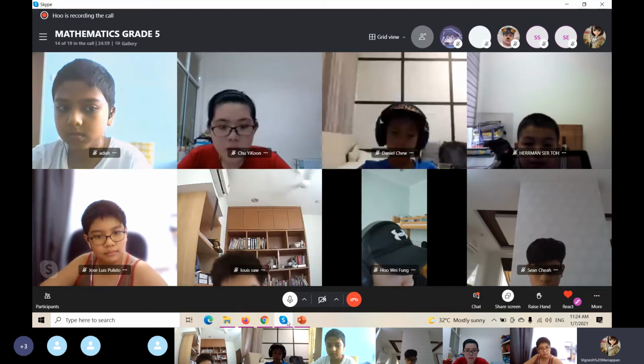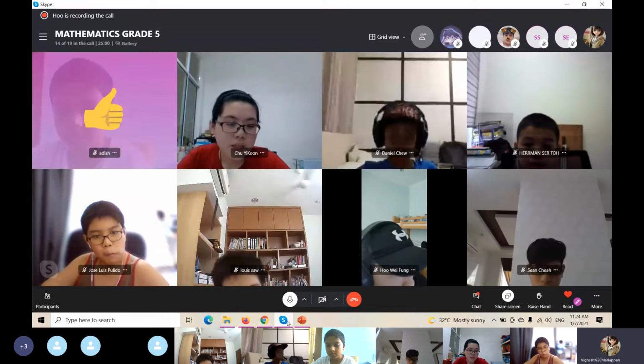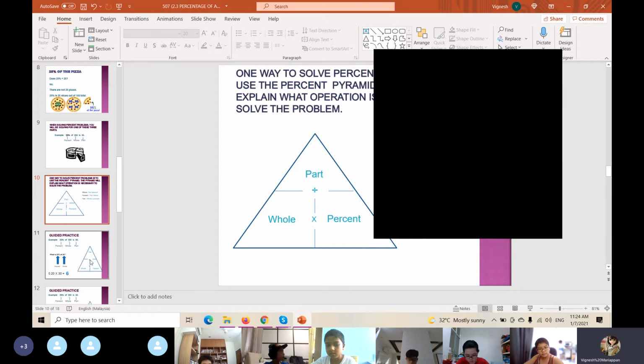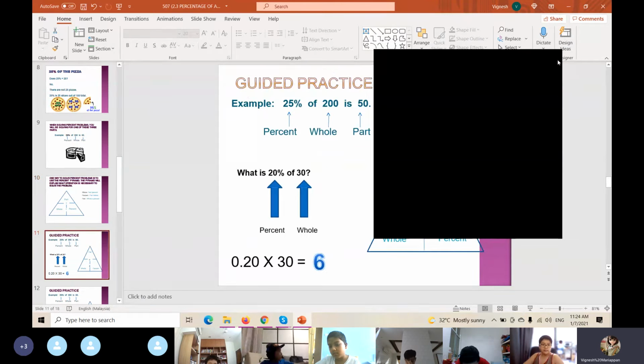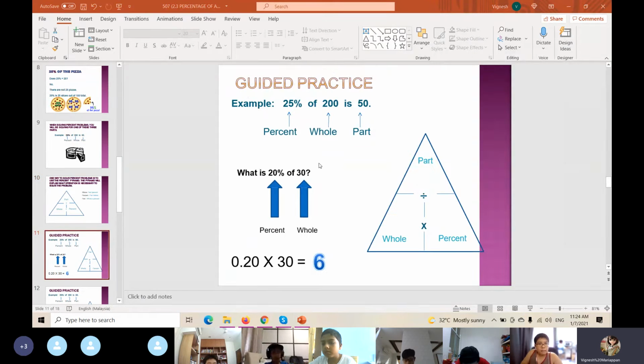What does that mean? Yes, teacher. Okay, so example, I'm giving: 25% of 200 is 50. How? Teacher said percentage is 25, correct? The whole is the 200, the part is the 50. Okay. The example question is here.